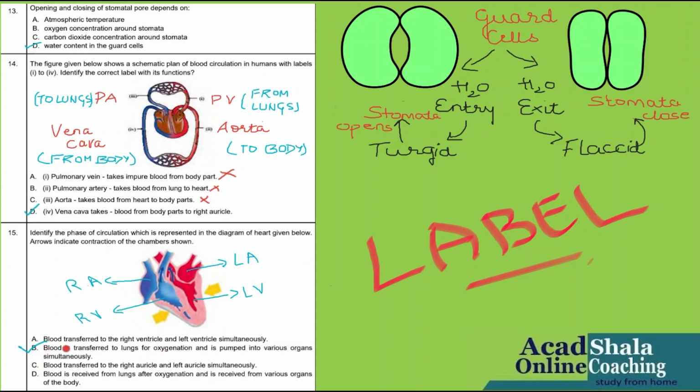Now the first option says blood transferred to the right ventricle and left ventricle simultaneously. Blood transferred to the right ventricle, they are saying, no, this is absolutely wrong. It should be blood transferred from. That means "to the ventricle" is wrong. So the word "to" is wrong, so the language changes because of "to". It should be blood transferred from the right ventricle. So this is absolutely wrong, so I will not go for this option.